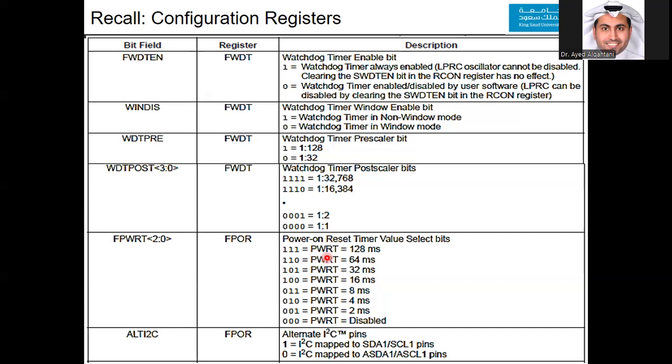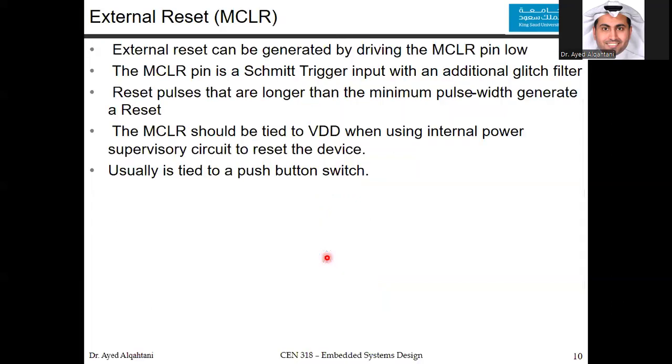Now let's see the next reset. So far we covered the power on and the brown out. We have the external reset from the master clear. It's the external reset that's generated by this pin. It's always active low. The master clear pin is a Schmitt trigger input with an additional glitch filter. Since it's mechanical, usually this pin is connected to a mechanical switch. Reset pulses that are longer than the minimum pulse width generate a reset.